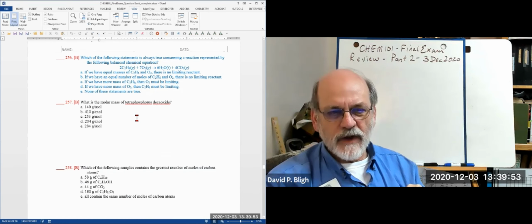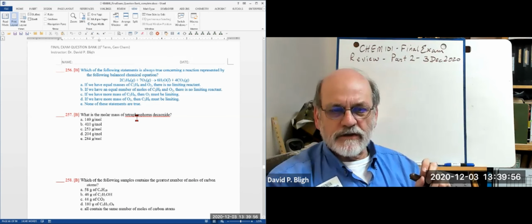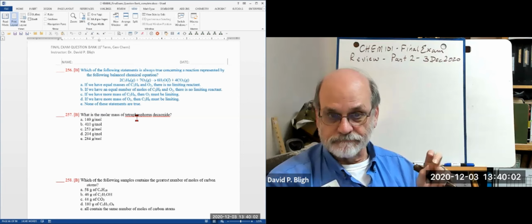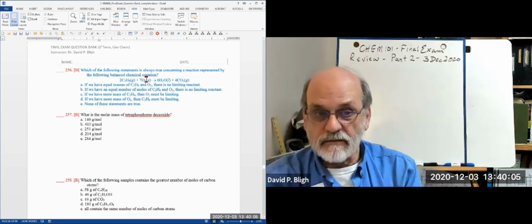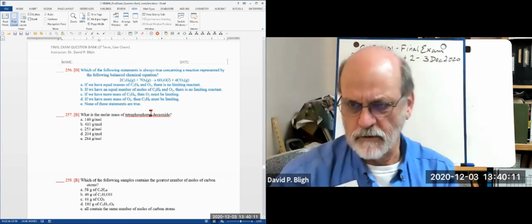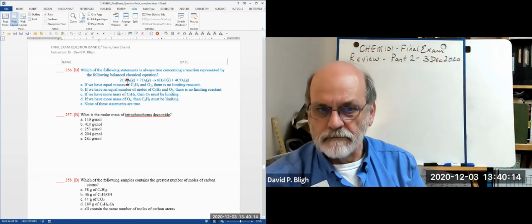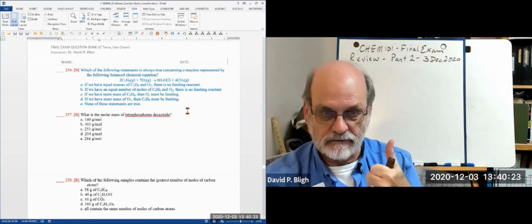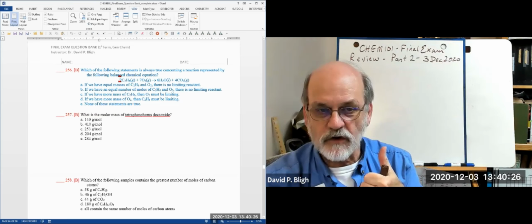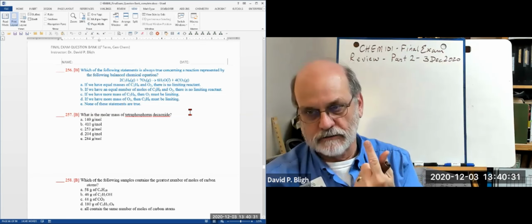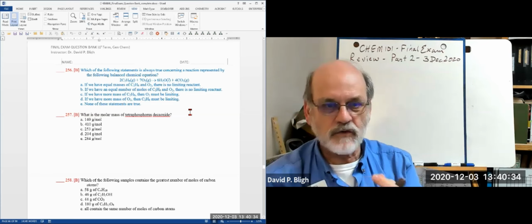Let's see. What do we have here? Which of the following statements is always true concerning a reaction represented by the following balanced chemical equation? Okay, we're telling you it's a balanced equation, and we're asking which of the following statements is always true about this one. What type of reaction is this? Well, we've got a hydrocarbon and oxygen forming water and carbon dioxide. That is a combustion. Anytime you have oxygen reacting with an organic like this, it's a combustion. And all combustions are redox. So we've got those two going for us. Let's see which one.